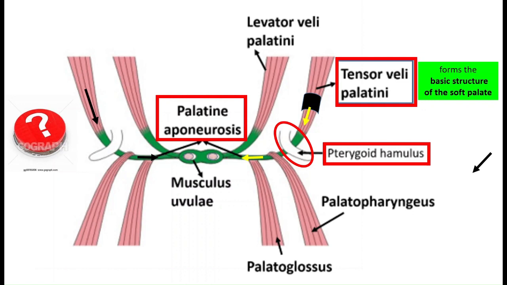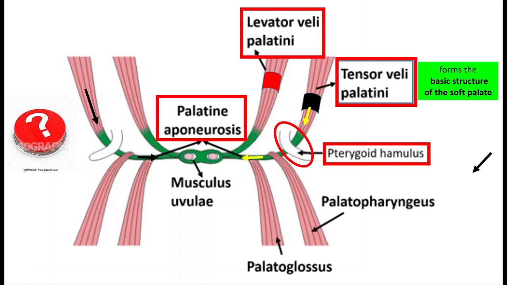When these two tendons, the flat tendons of the tensor veli palatini, meet, they make a structure called the palatine aponeurosis. And the palatine aponeurosis is the basic structure of the soft palate.